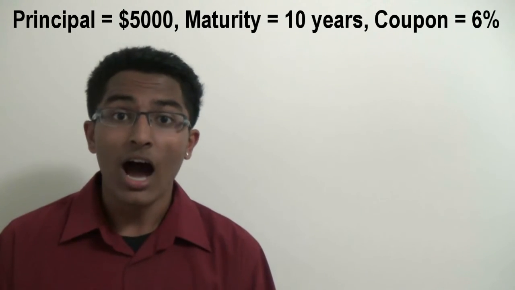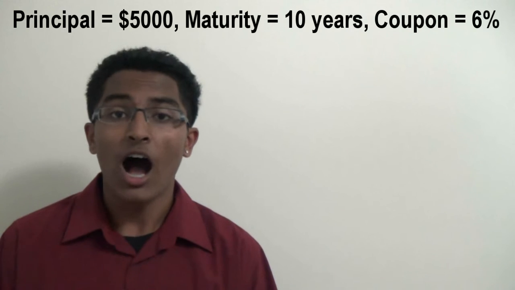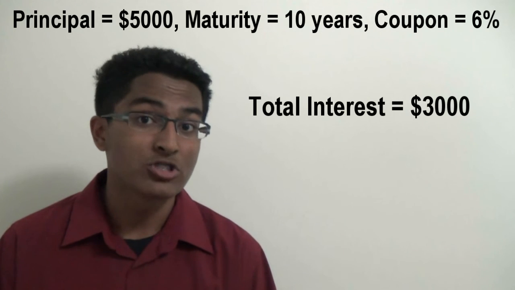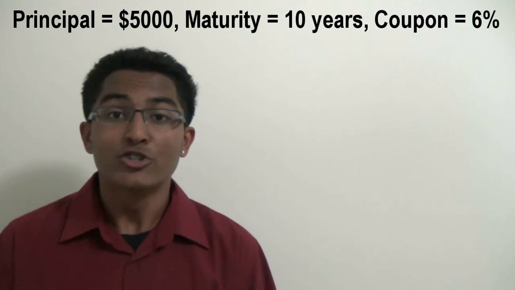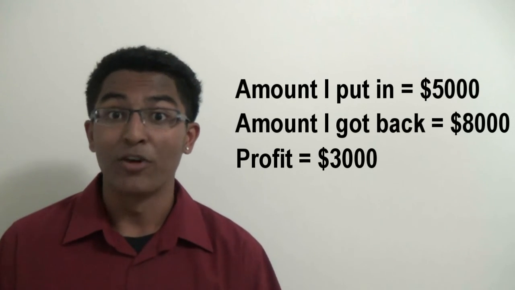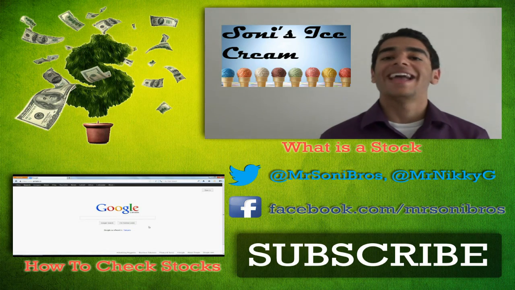So in the beginning, I lent the company $5,000, and over the course of the 10 years, I earned a total of $3,000 in interest, and I got my $5,000 back on the maturity date. So I put in $5,000, got $8,000 back, giving me a profit of $3,000. Bonds are good sources of income in the long term because more interest builds on the money you lend. So if you have the money that governments and corporations are looking for, then you should consider investing in bonds.